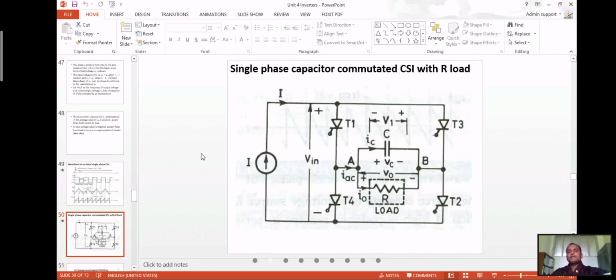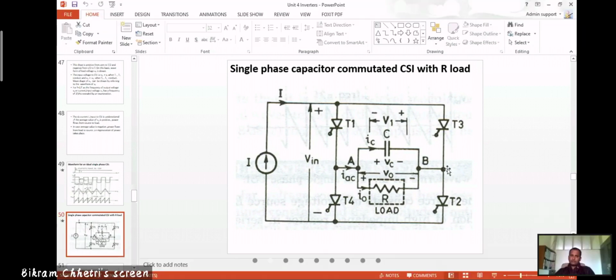Now the other one is the single phase capacitor commutated CSI with R load. So the load can be R. Why is the name given as capacitor commutated, single phase capacitor commutated CSI, current source inverter? Because we need to differentiate these, since all the CSIs require a capacitor. Just to differentiate this, the commutation takes place with the help of the capacitors in this one. So commutation is possible with the help of the capacitor.